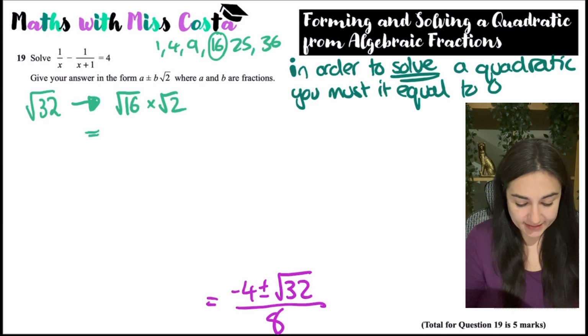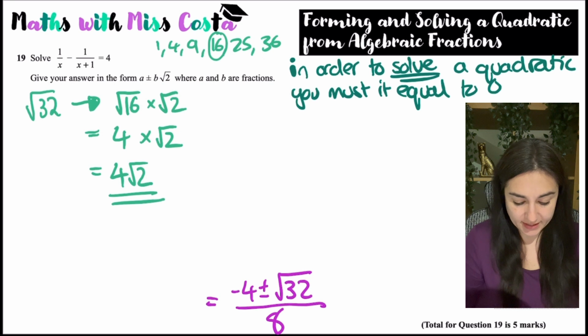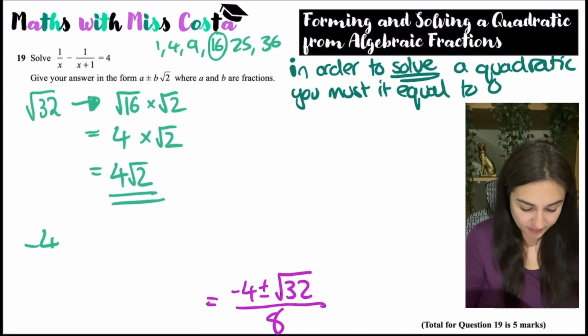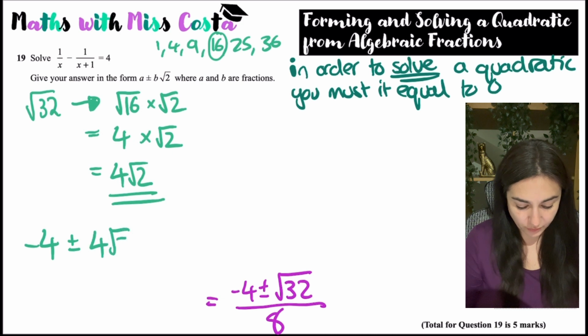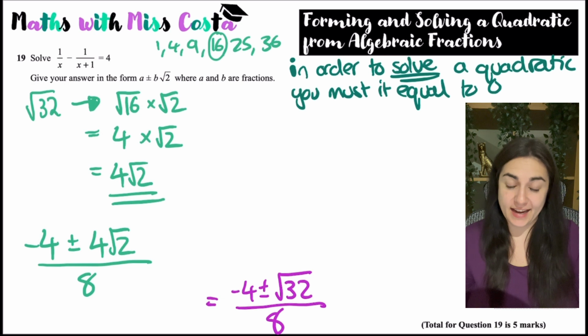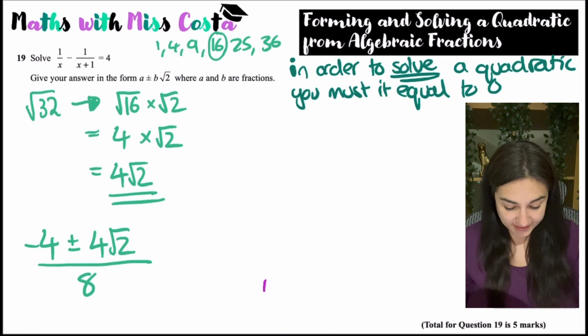And what is root 16? The square root of 16 is 4. So that is 4 root 2, which I would simplify like that. Okay, so I've rewritten the square root of 32 as 4 root 2 over 8. Okay, now I can simplify this.